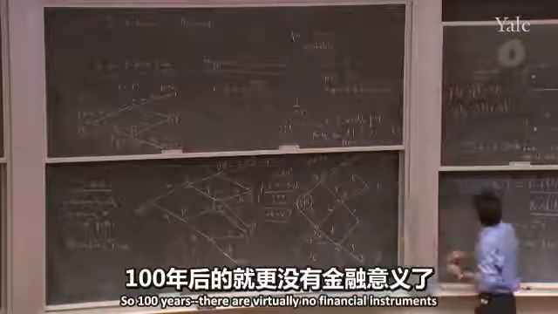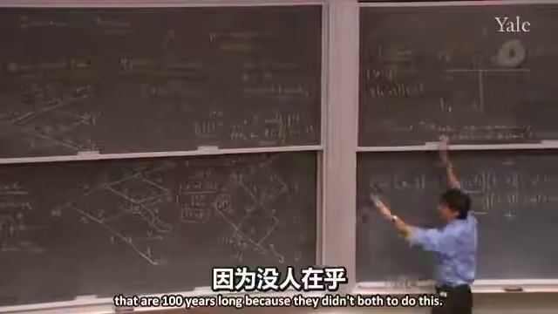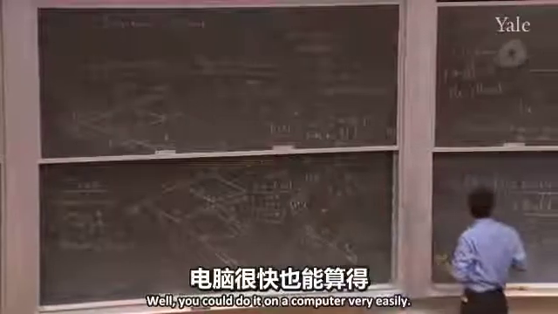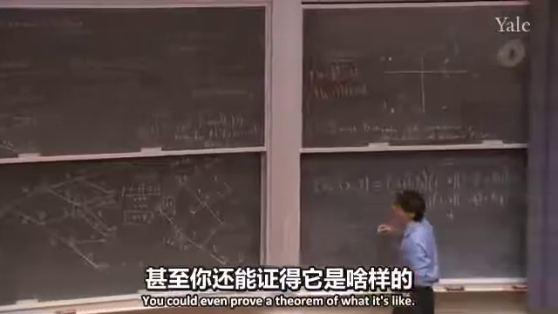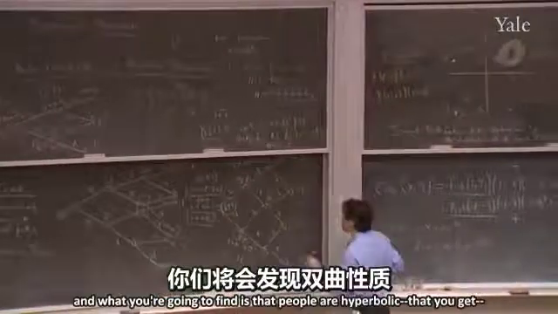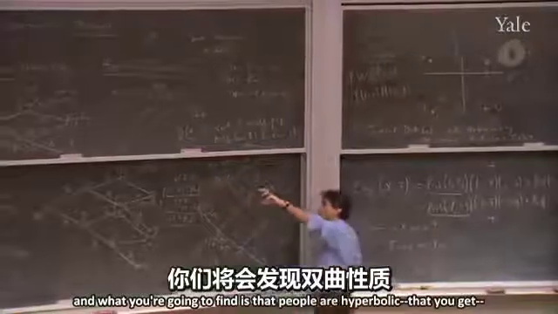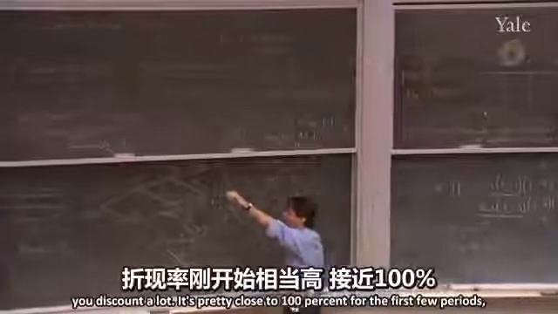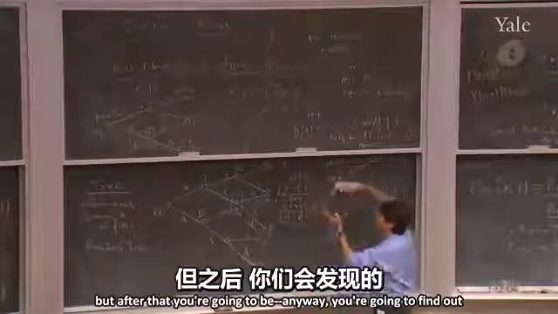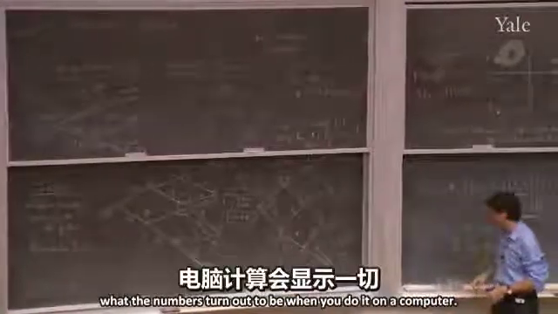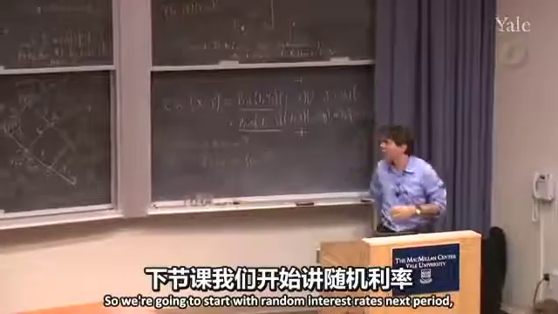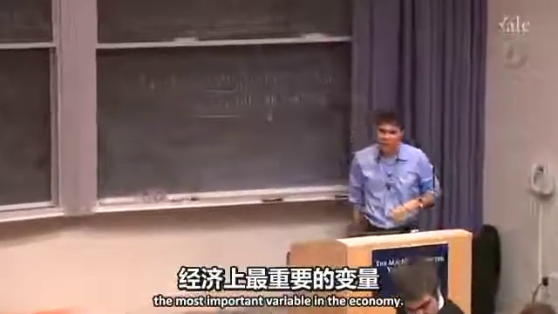So 100 years, there are virtually no financial instruments that are 100 years long, so they didn't bother to do this. Suppose you did it for every t, up to 1,000 years. Well, you could do it on a computer very easily. You could even prove a theorem of what it's like. So in the problem set, I'm going to ask you to do a few of these, and what you're going to find is that people are hyperbolic, that you discount a lot. Like, it's pretty close to 100% for the first few periods, but after that, you're going to find out what the numbers turn out to be when you do it on a computer. Okay, so we're going to start with random interest rates next period, the most important variable in the economy.